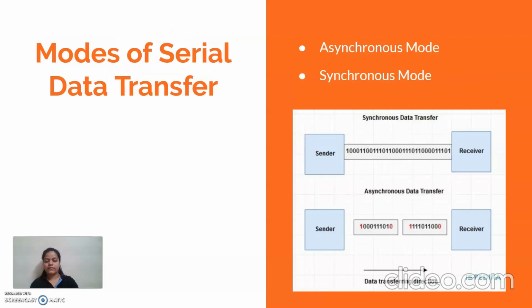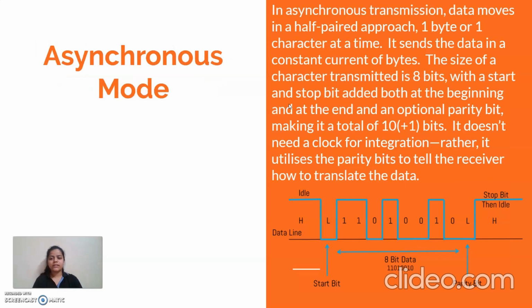Mode of serial data transfer. There are two modes of serial data transfer: synchronous and asynchronous. The main difference between both of them is that synchronous data transfer is continuous, while in asynchronous data transfer, there is discrete transmission of data. Asynchronous mode.